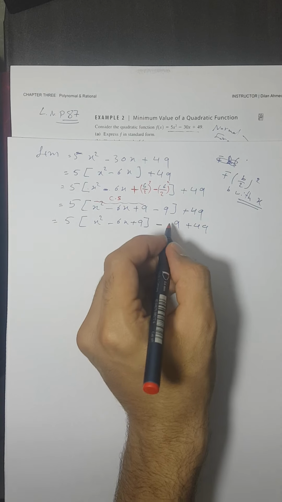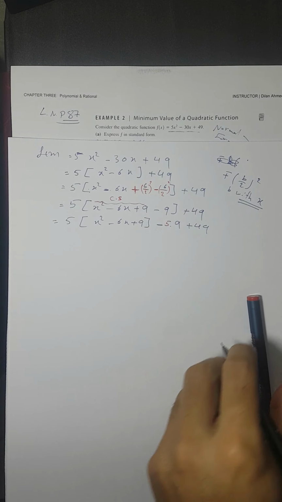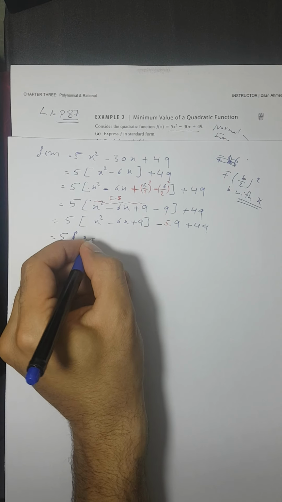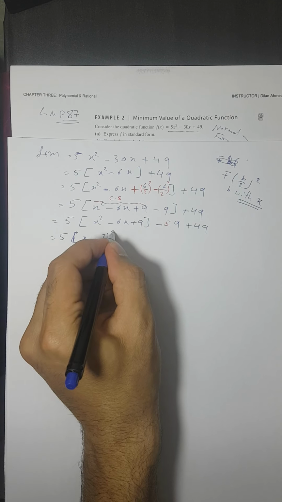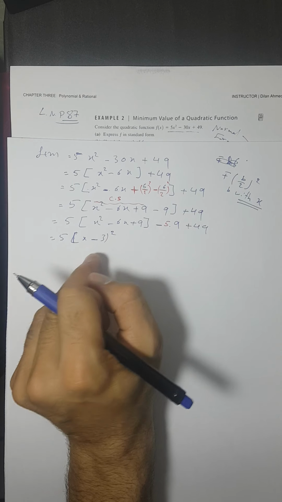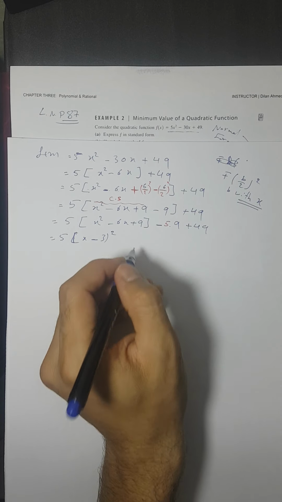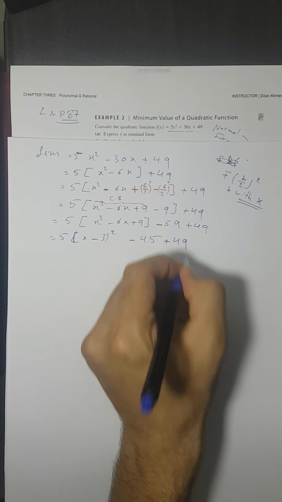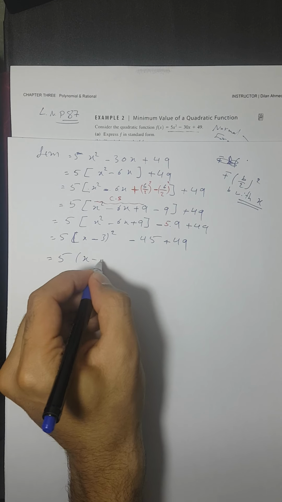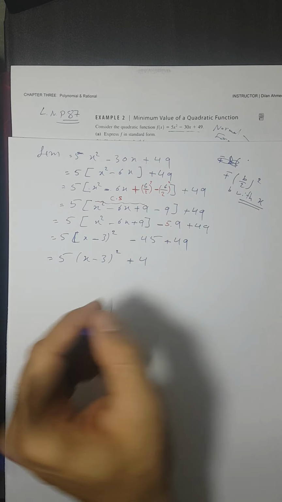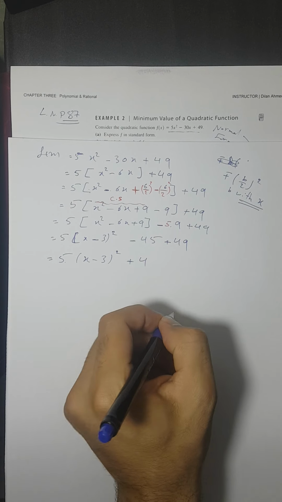And do not forget about the multiplication, because we took it out from the bracket before. We have multiplication by 5 here. So finally I'll get 5(x minus 3) squared, as we did before: first square, the second square. And I'll get minus 45 plus 49, and the final term will be plus 4. Because a is positive, I will get something like that.